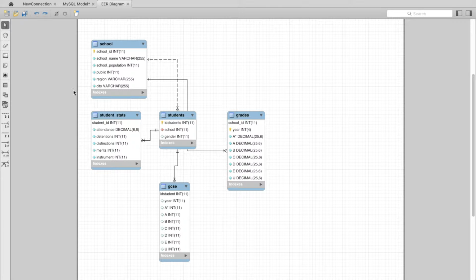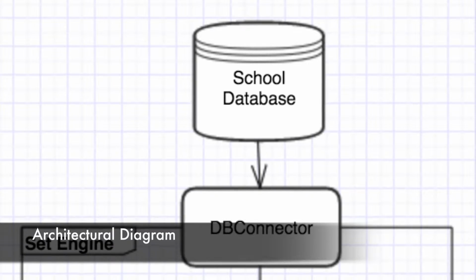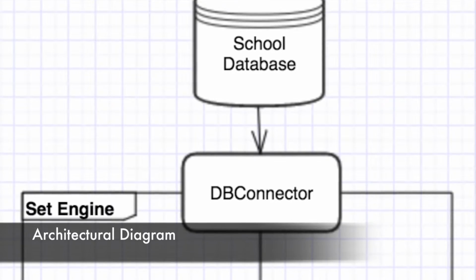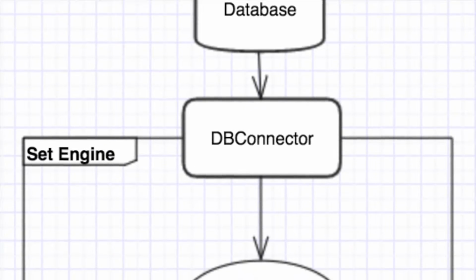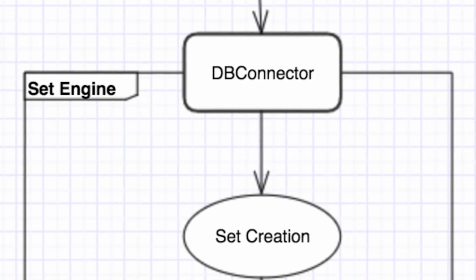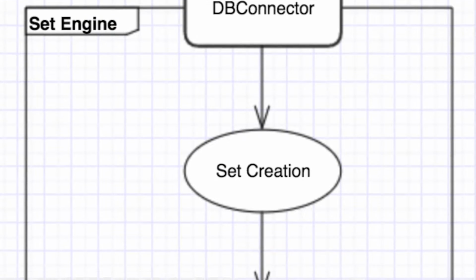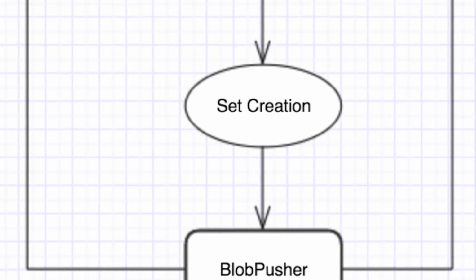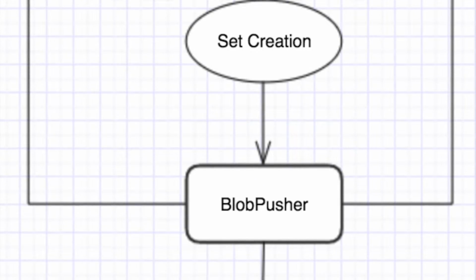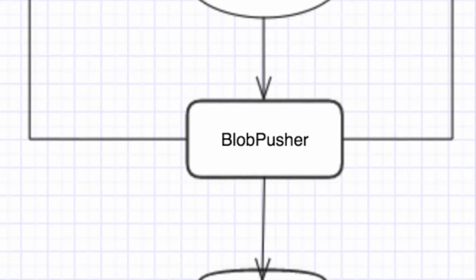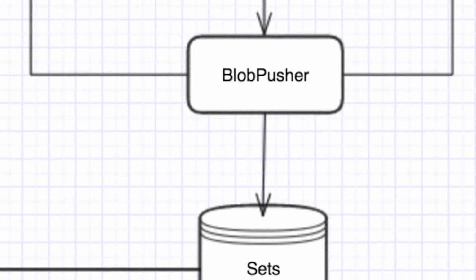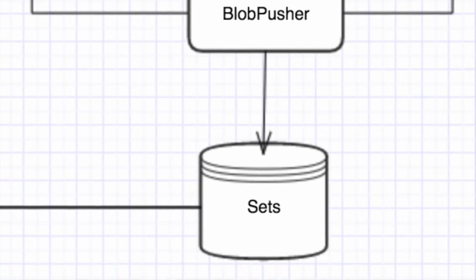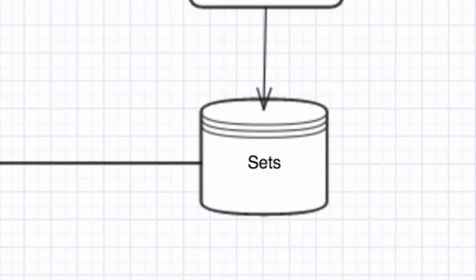This is the entity relationship diagram of the database created by the database generation tool. We will now go through each component of our system from a high-level perspective. The set engine reads from a database. In our experiments, this was a school database, and then it creates the sets from the database in a set creation process. This will be demonstrated later on in the video. The set engine uses a blob writer to write the sets onto the Azure Blob service where they are stored.